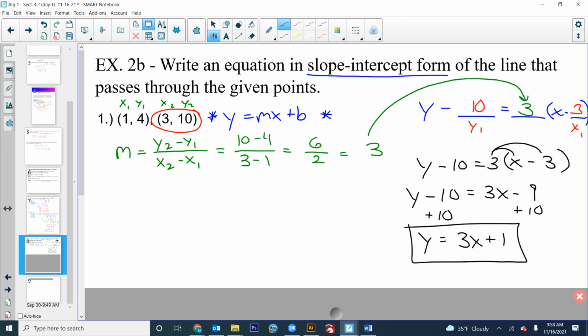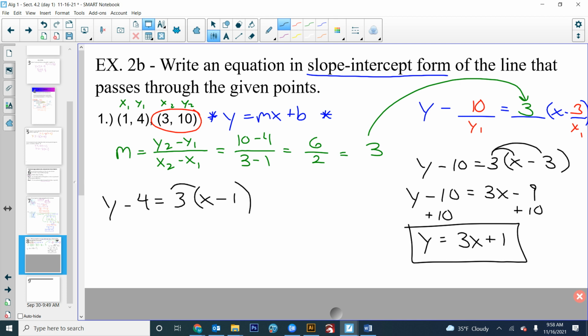No. Because I could have called this one x1, y1, this x2, y2, and then when you put it in. All right, I'm gonna go through this really quickly. Are you ready? We're gonna test the Marion method. I'm gonna use, Liv used 3, 10. I'm gonna use 1, 4. Ready? Y minus 4, same slope of 3, times x minus 1.